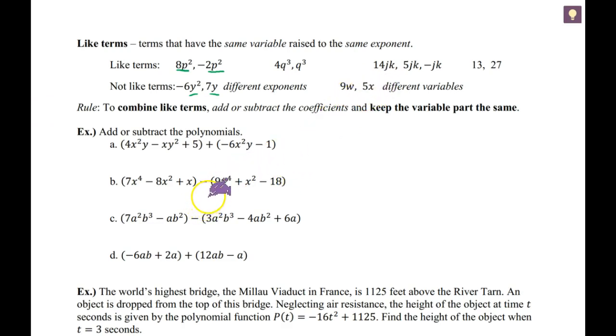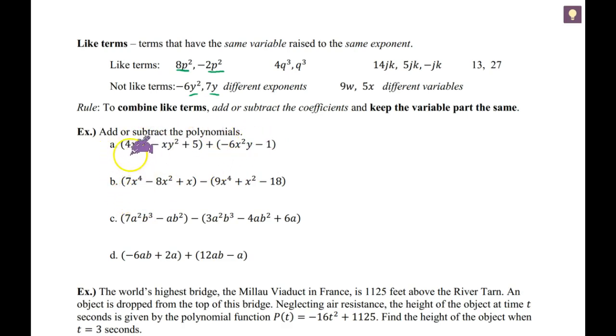The way we add like terms is you add and subtract the coefficient, and then the variable has to stay the same. So on this first example here, we have this polynomial 4x squared y minus x y squared plus 5 plus this other polynomial negative 6x squared y minus 1. So when we're adding, we can add in any order we want. So these parentheses don't really add anything to our problem. I can add and rearrange these in any order I want.